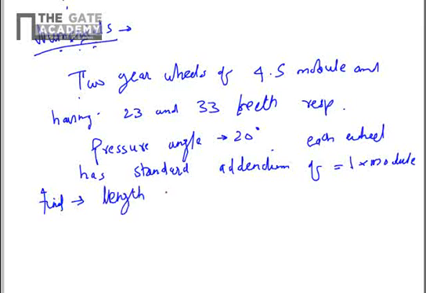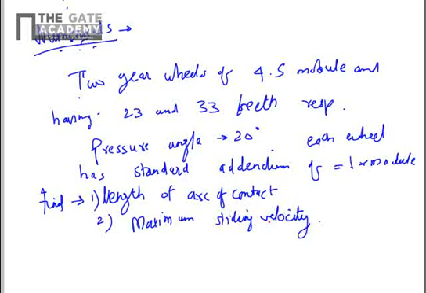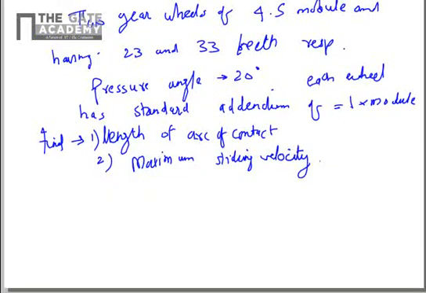So we have to find in this problem the length of arc of contact, the first part of the problem. The second part is the maximum sliding velocity. For both parts, we have to recall the formulas for the length of the arc of contact and sliding velocity. We have derived the formula. We need to find some standard quantities like r, which is the radius of pitch circle of the pinion.